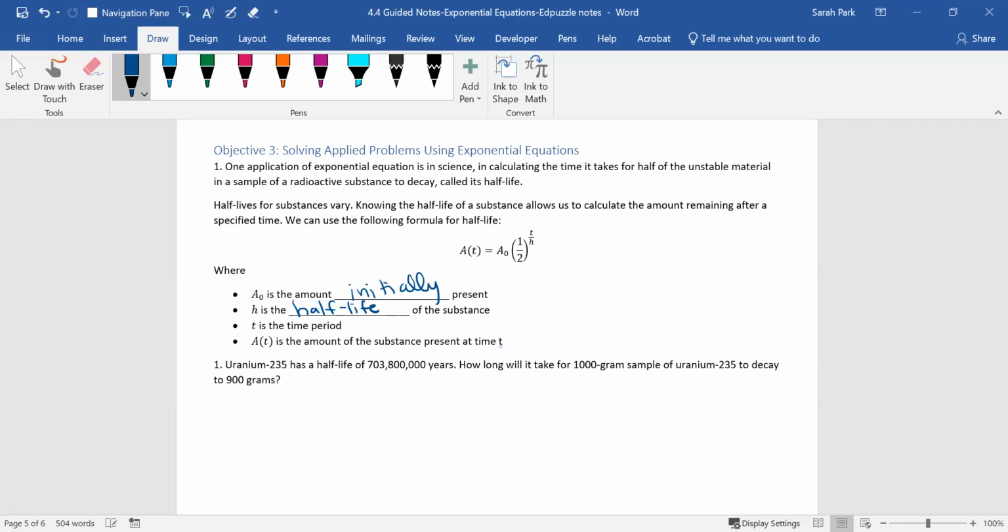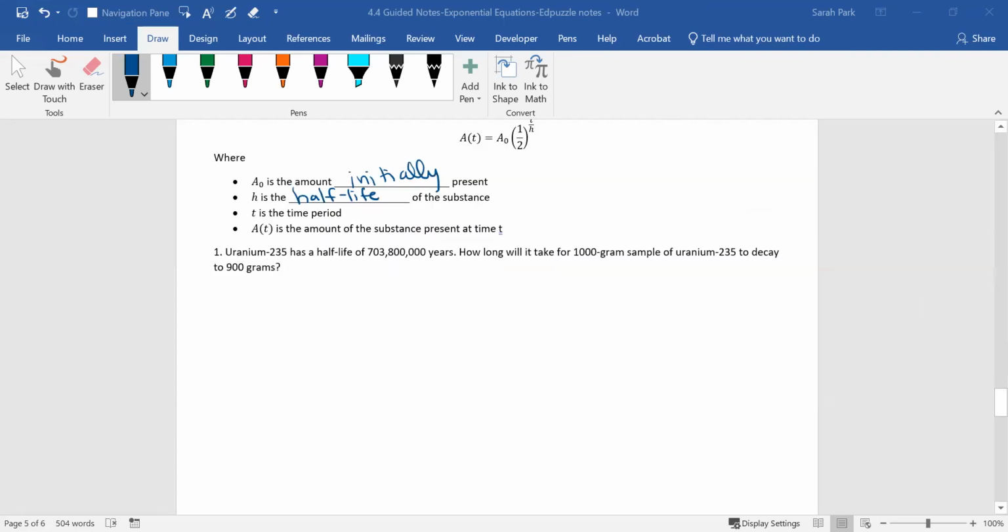So we have here uranium-235. It has a very long half-life of 703,800,000 years. Okay, let's calculate how long it will take a 1,000 gram sample to decay to 900 grams. So first, actually, let's rewrite the formula. A of T equals A initial, 1/2 raised to T over H. And then determine what we are given. We're given that the half-life is 703,800,000 years. So that's our H value.